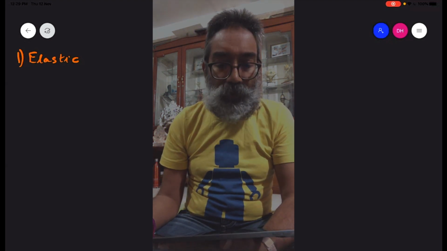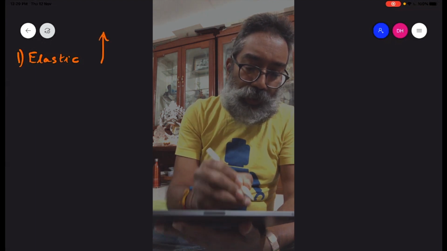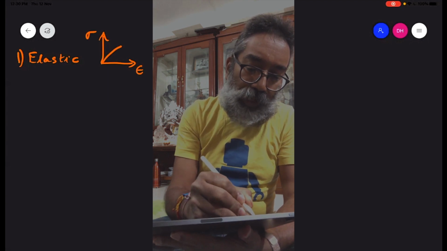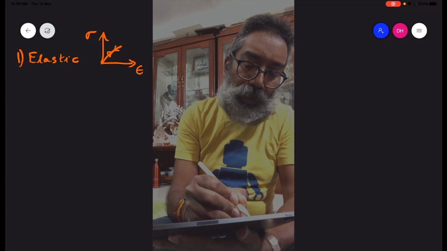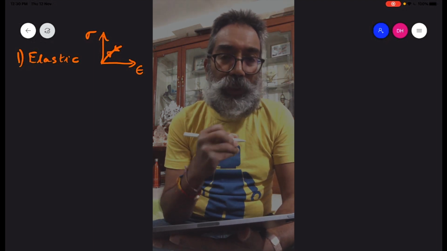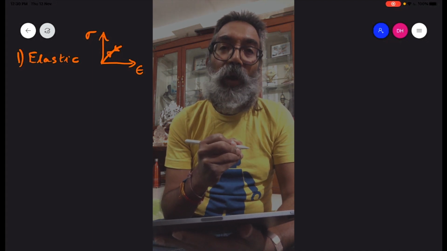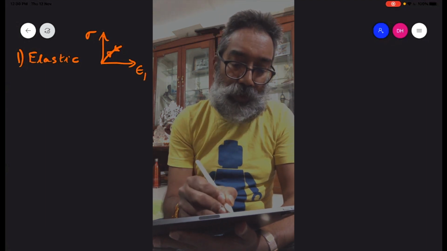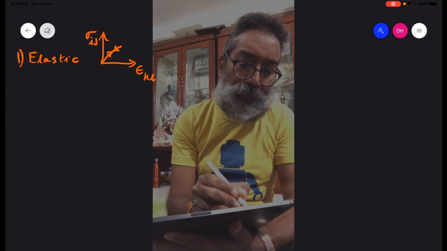Okay, that's good. So what you're basically saying is that if you plot a stress versus strain curve, you're basically having a region where if you do the loading, you go in this direction, and if you do the unloading, you're coming back in the same direction, right? So this has to be further qualified in terms of a specific component of the stress and a specific component of the strain. So let's call this epsilon KL and this sigma IJ.